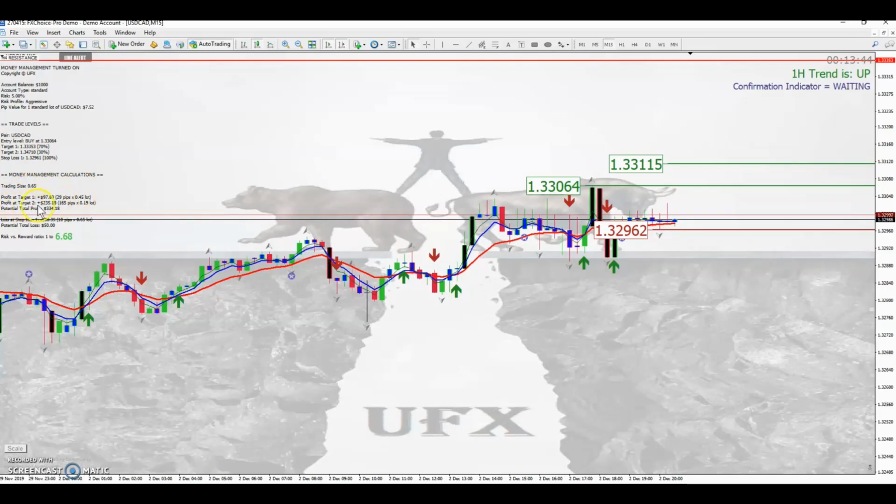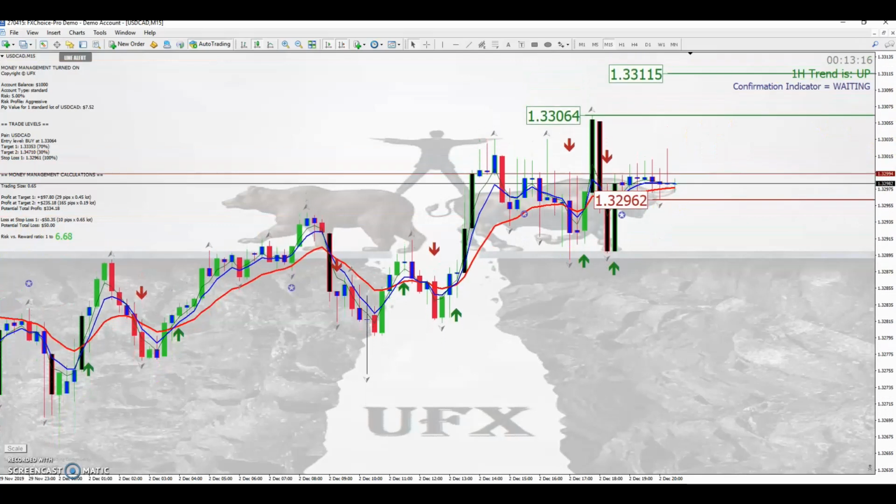Our profit at target 2 is going to be $235, which is $165 if we make it to this target here. Potential total profit is $334 based on risking $50 for where our stop loss is. Okay, and our risk reward here you can see is 1 to 6.68, so it's a good risk reward. So now we're just going to set up the trade.